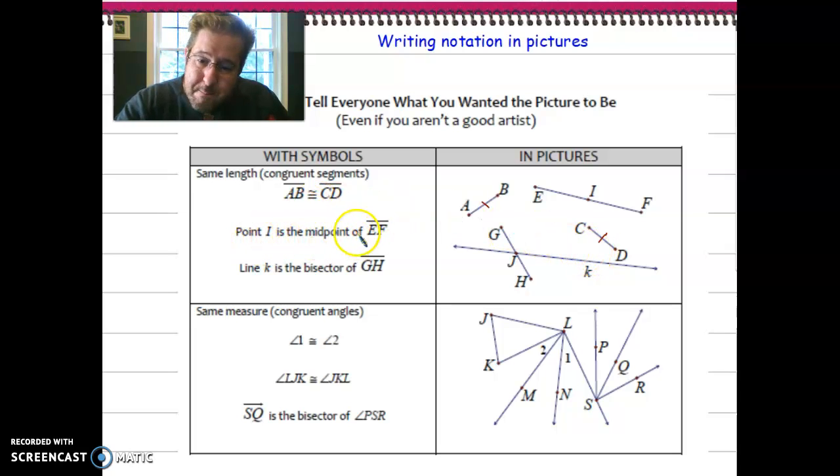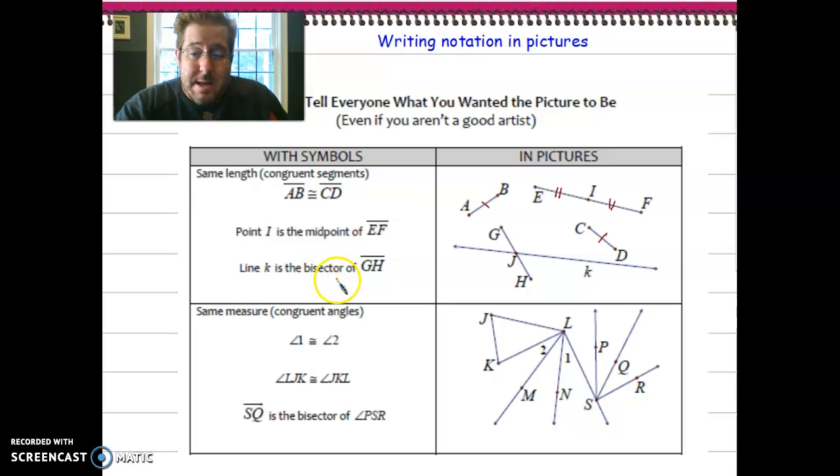Point I is the midpoint. Midpoint means in the middle. It's a point in the middle of segment EF. So here's I. That proves to me that these two sides must be the same, because if I is in the middle of E and F, then E to I must be the same length as F to I. So I put 2 marks on both of those to note that those sides of segment EF are the same. Line k is the bisector.